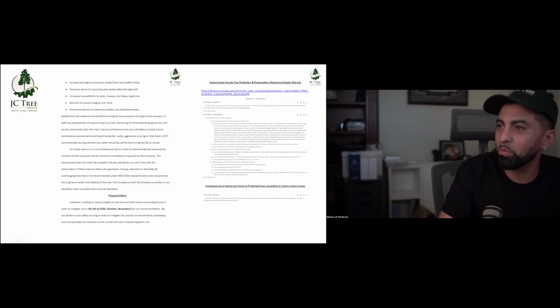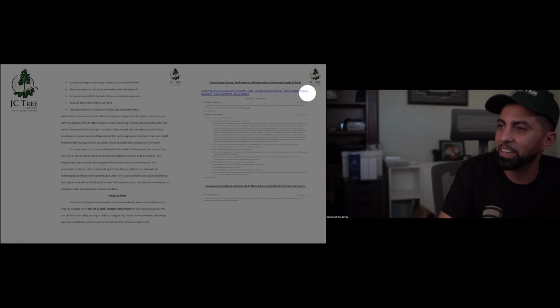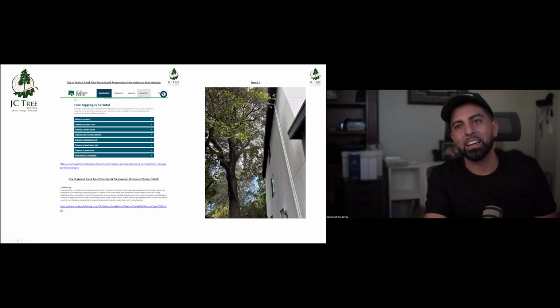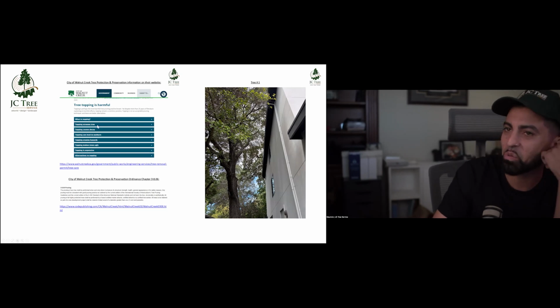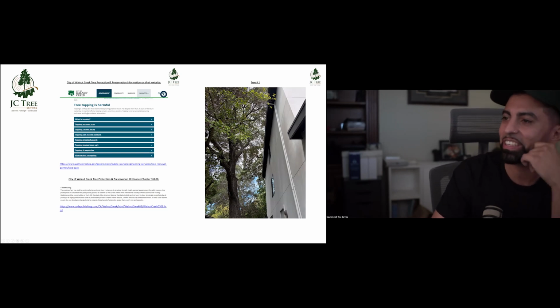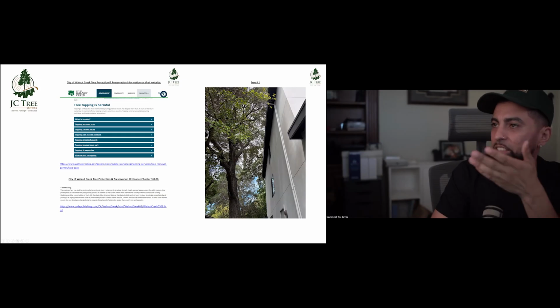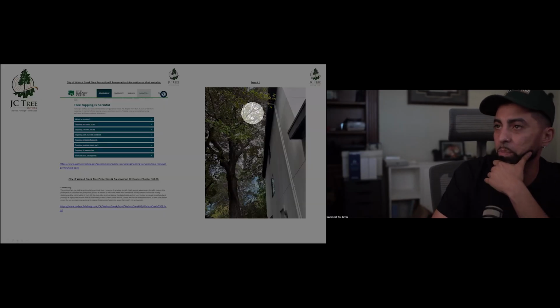And we even show proof. We pull up the tree ordinance and show screenshots. If it's in the city of Walnut Creek, I show that the city of Walnut Creek discourages this type of pruning. And then we include pictures in the report. This is a great example of this tree.